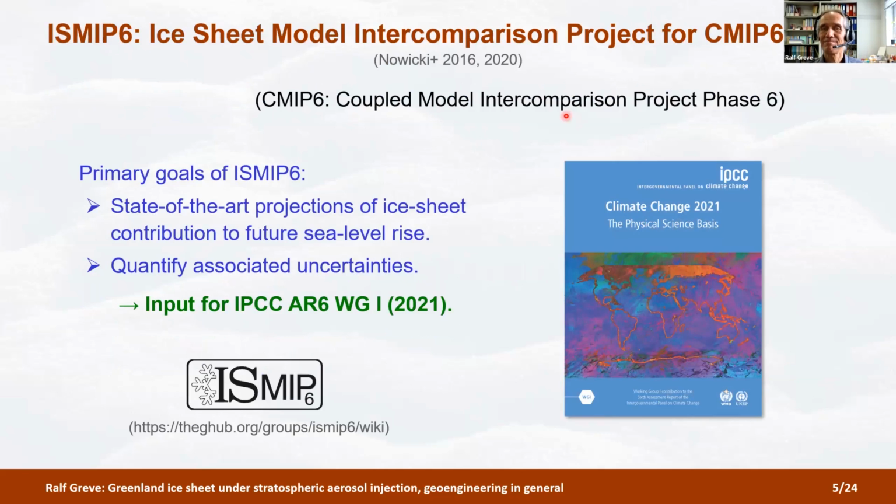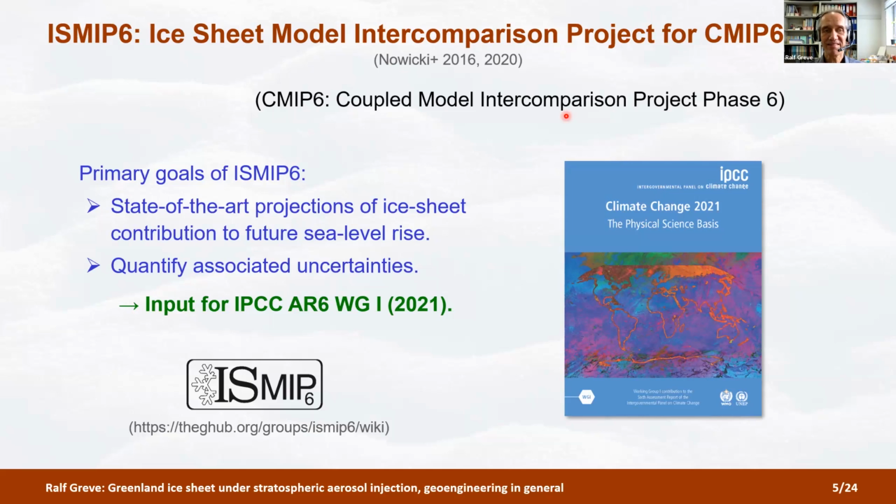Okay, so at least from my perspective, this study grew out of our group's efforts to contribute to the ISMIP6 project. ISMIP6 is the Ice Sheet Model Intercomparison Project for CMIP6, acronym within acronym. So CMIP6 is the Coupled Model Intercomparison Project, phase 6. And the number 6 all refers to the 6th assessment report of the IPCC.